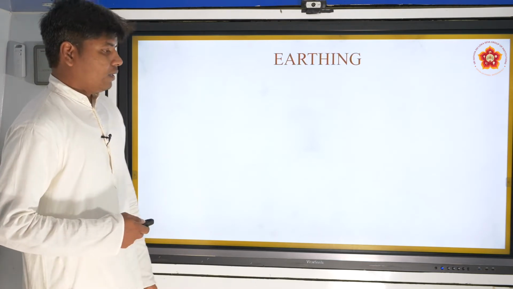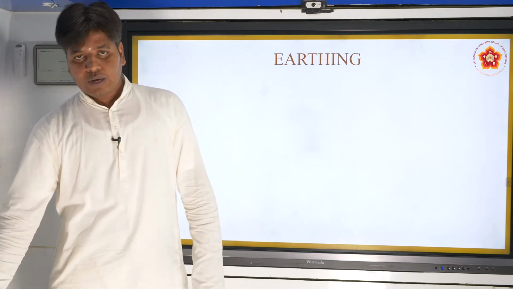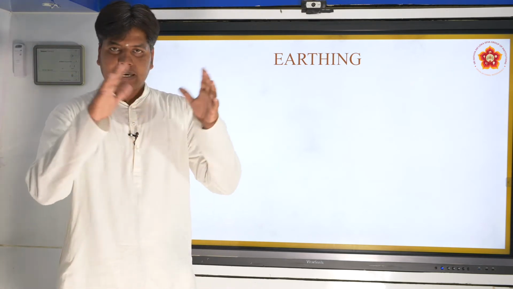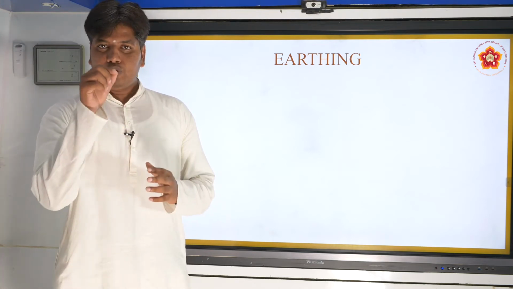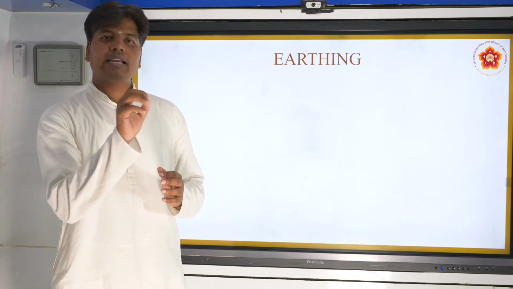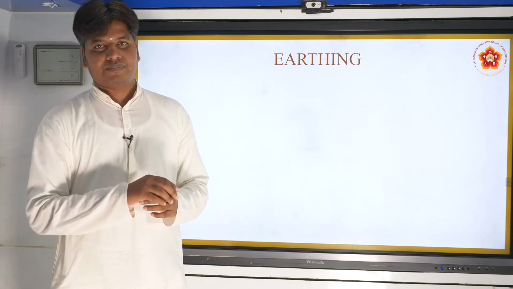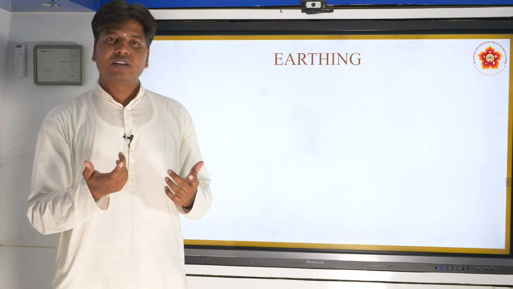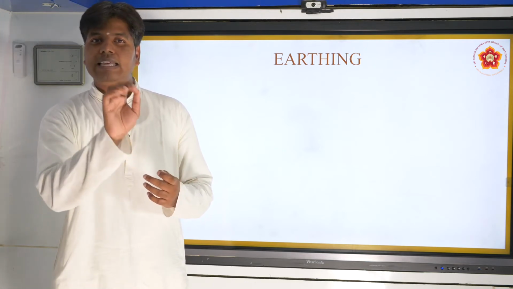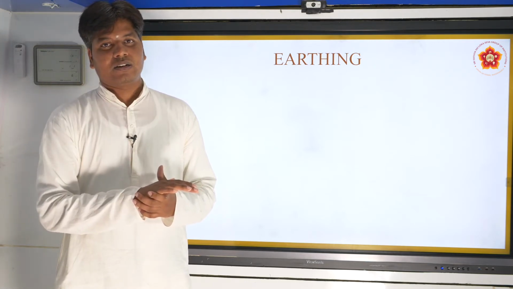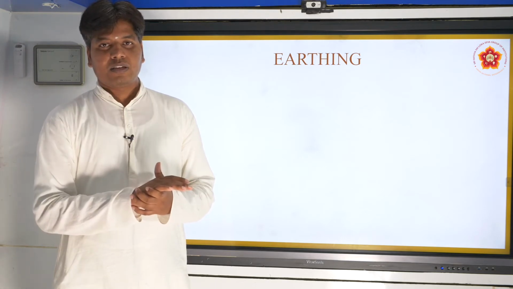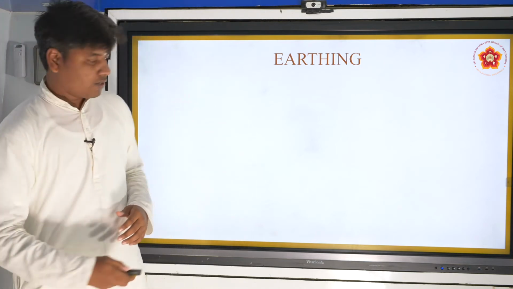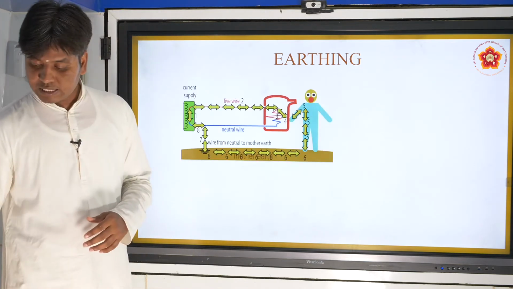Earthing. For example, you have a metallic conductor. You have a washing machine or microwave oven. It is a metal body, right? So if the live wire somehow leaks the current on the metal body, what happens? Metal body is a conductor. So some current will leak onto the conductor. If you by chance go and touch it, what happens? You can see this. This is what happens.